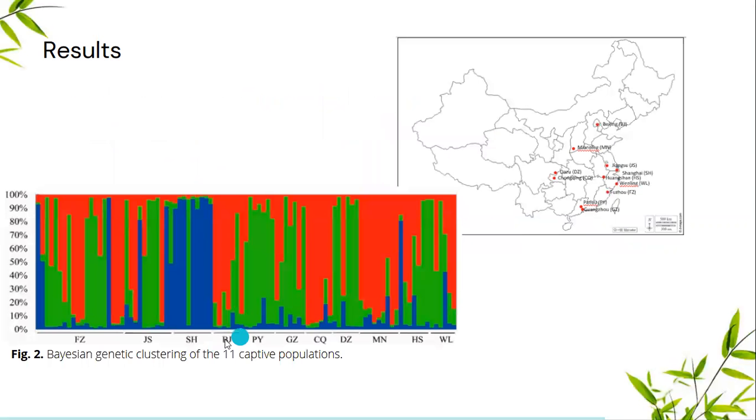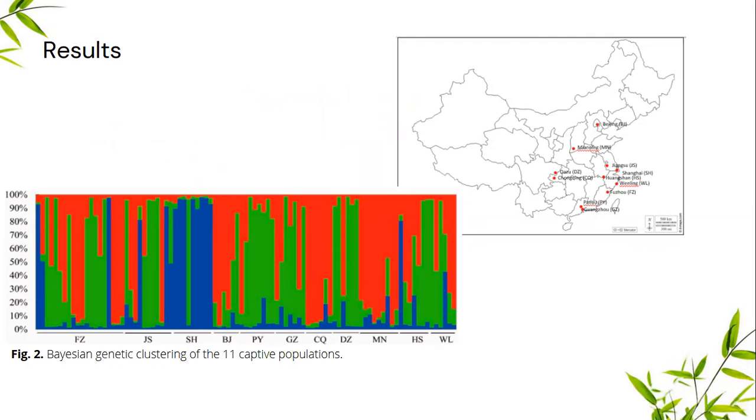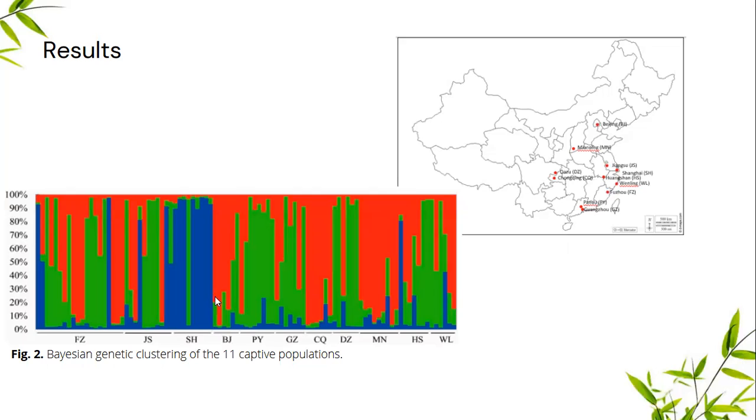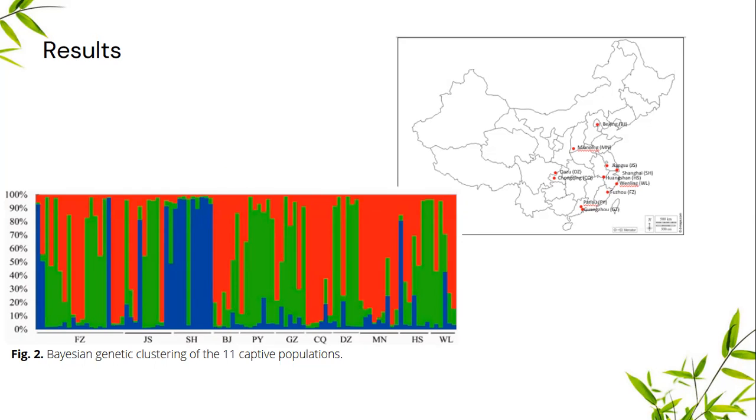In other results, we have the Bayesian genetic clustering for the 11 captive populations. Here we have the zoos, and we can see that the Shanghai Zoo has a very pronounced genetic structure, which is shown in these blue bars. So we could infer that maybe the Shanghai Zoo led to other mates in other zoos, transferring partners to reproduce in other zoos.